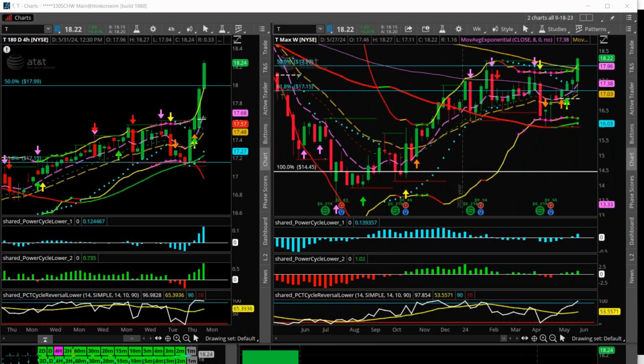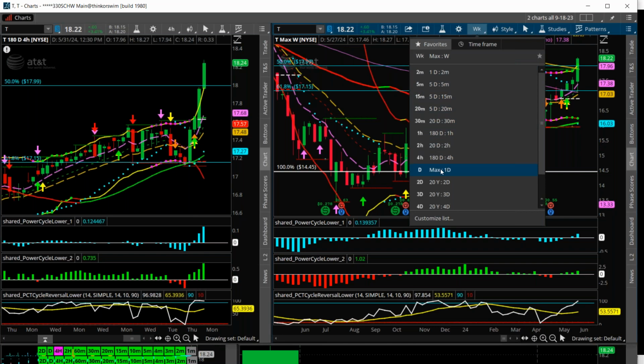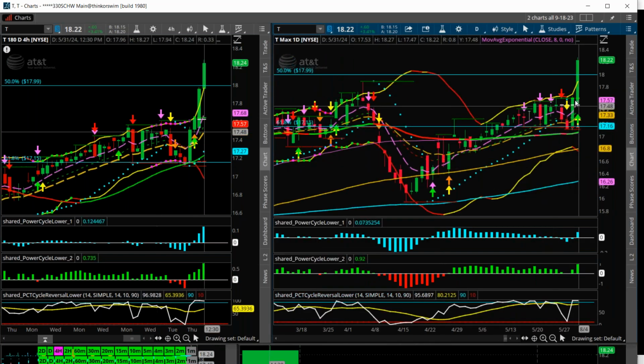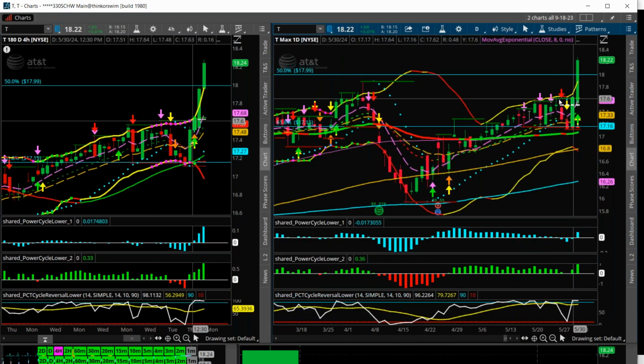T-Mobile looks good. Look at this one. T-Mobile. I'm going to put up big stars by that one. Look at that. Wish I'd been watching that one earlier. Look at that. Perfect right there.